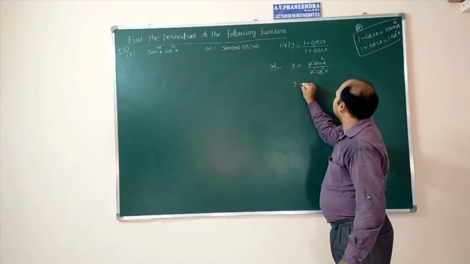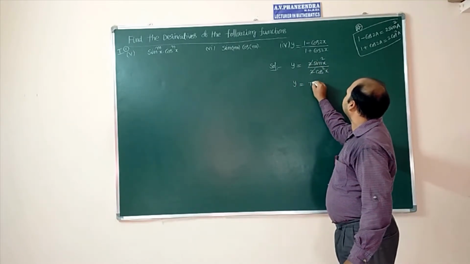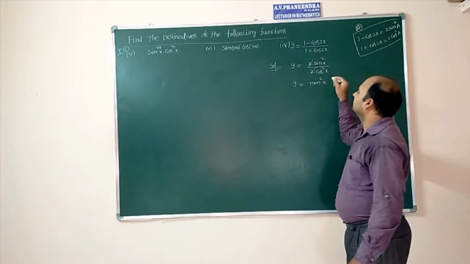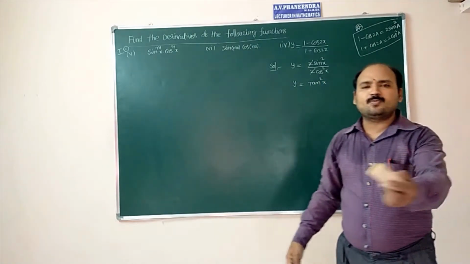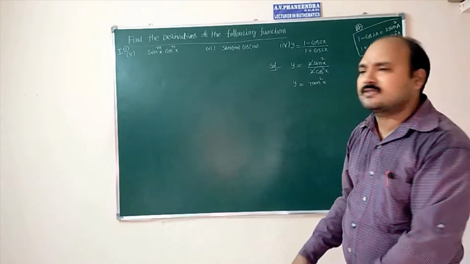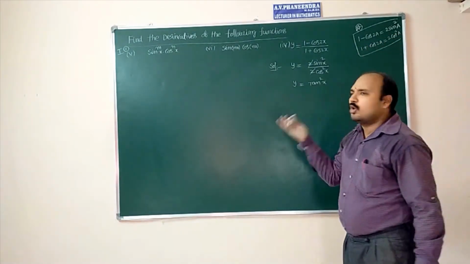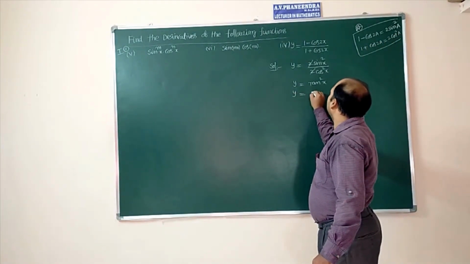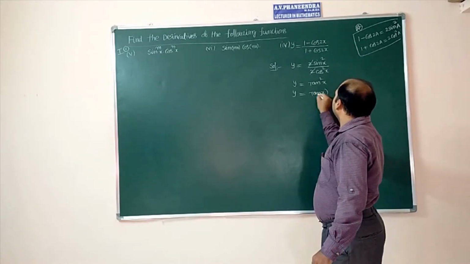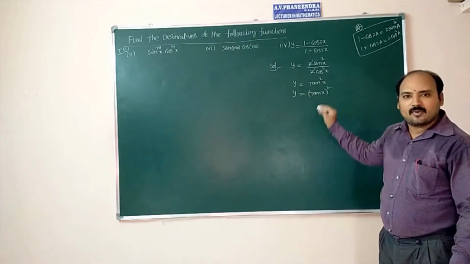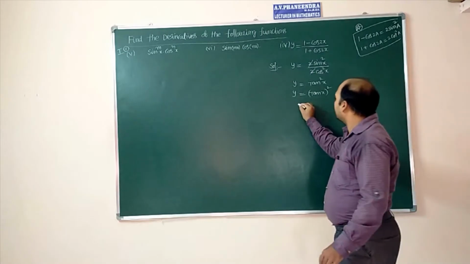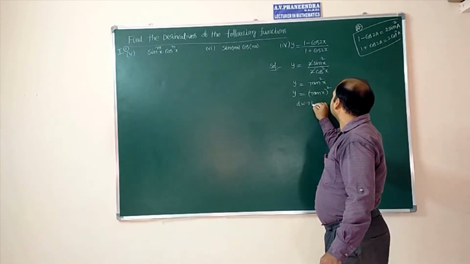So y is equal to sin square x by cos square x. It is equal to tan square x. It is looking like the first problem what we discussed, cot power n x. Here tan square x means tan x whole power 2. So y is equal to tan x whole square. It is in the form of f of x whole power n. So now differentiate with respect to x.